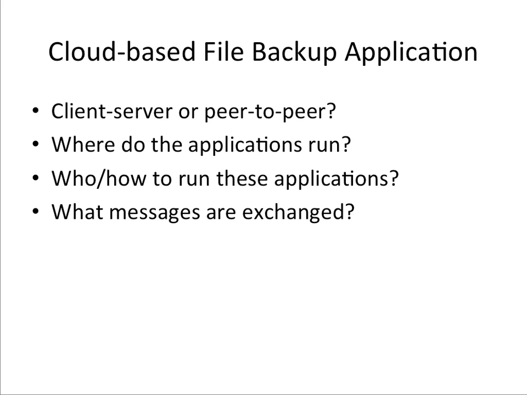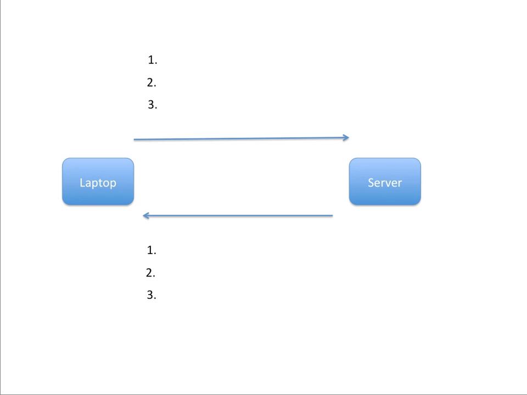So we want to run this application on the laptop. But there is a counterpart to that application, right? We also want some part of the application to run on the server, don't we? Otherwise, how is the server going to receive our files? So the application runs both on my laptop, which is what I want to back up, and also on the server. And who is going to run these applications? Maybe on the laptop, the user, and on the server, maybe automatically when we design this server. And what messages are exchanged, that's the most important topic when we're designing a network protocol.